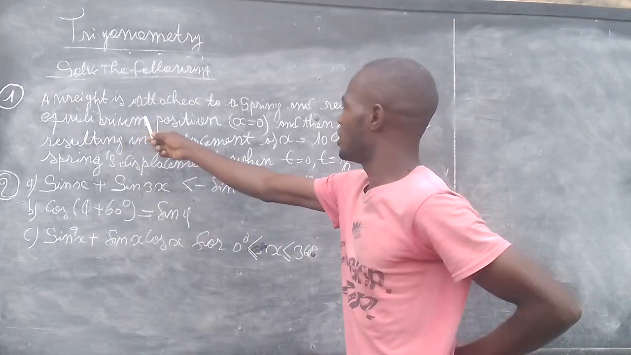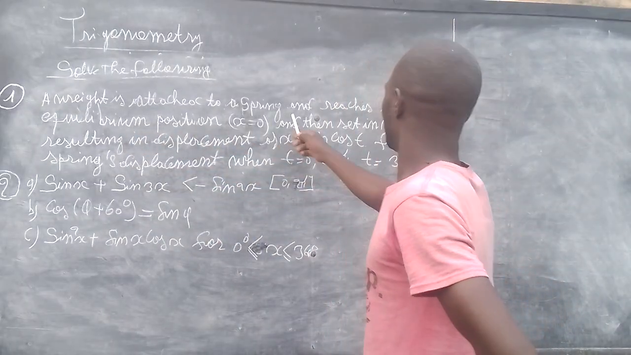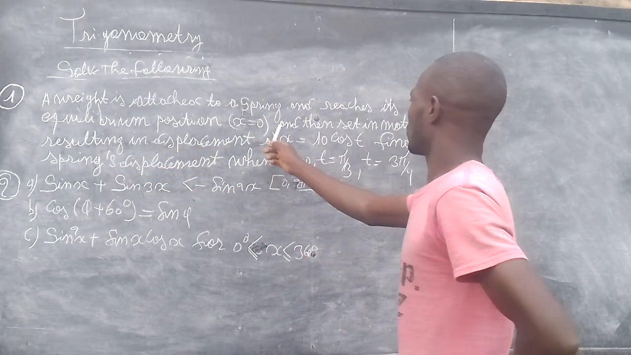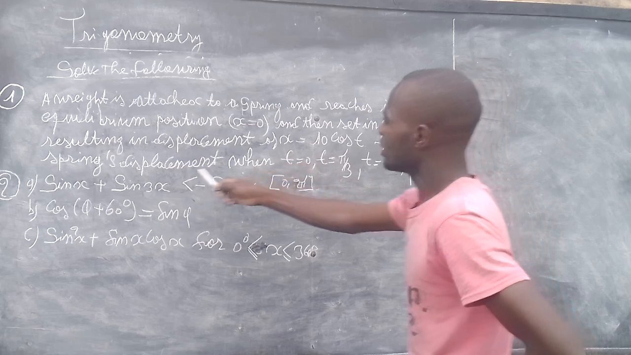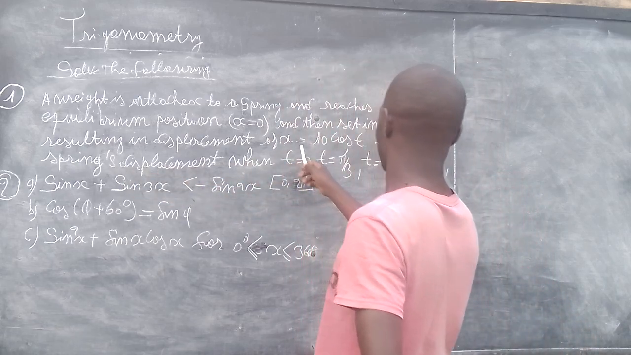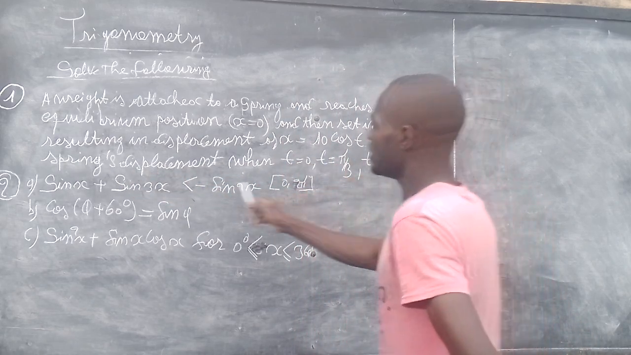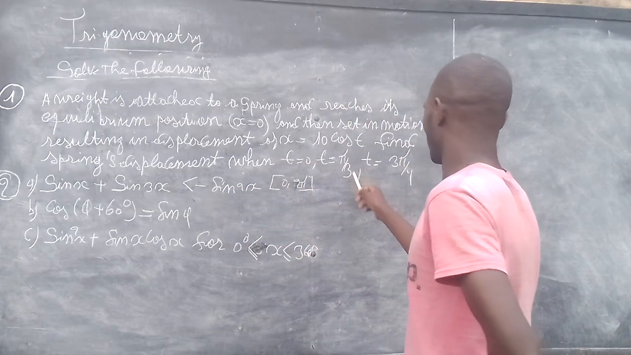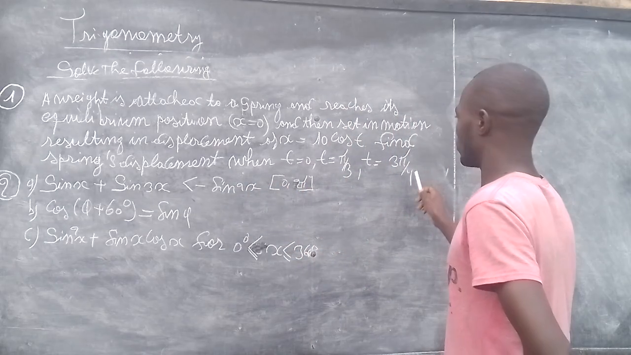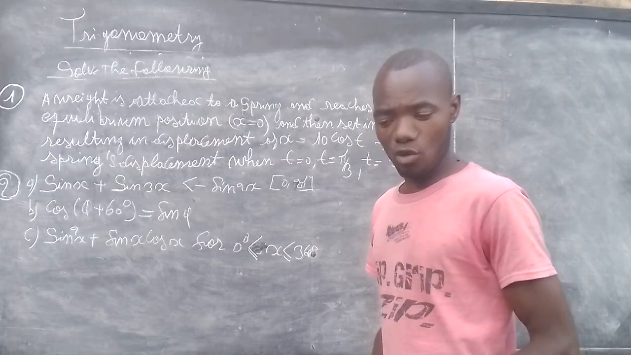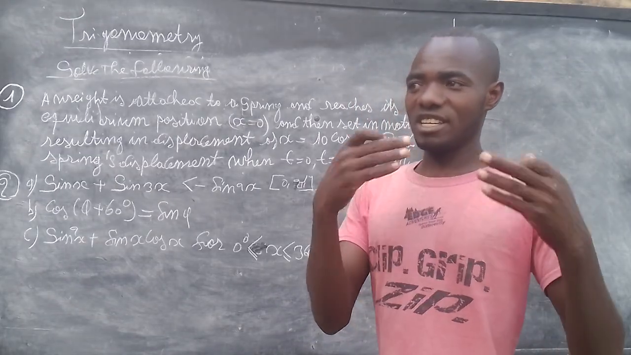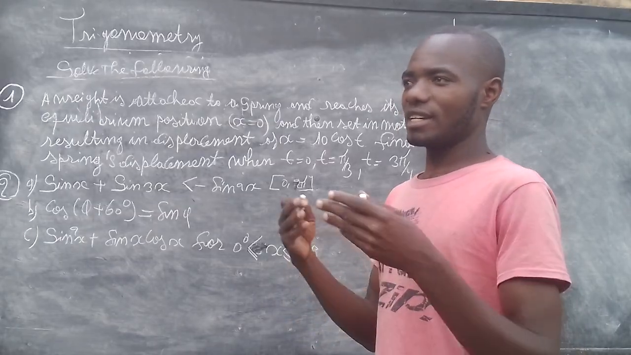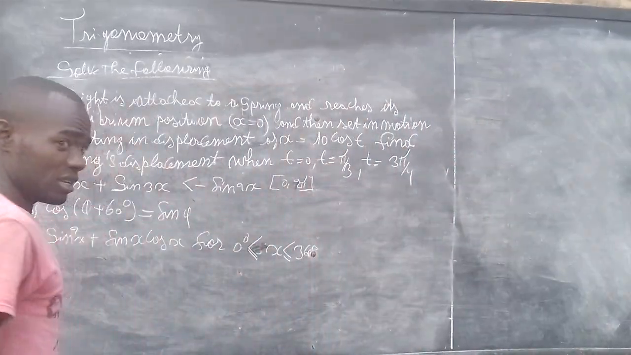We have a weight which is attached to a spring and reaches its equilibrium position where x equals 0, and then is set in motion, resulting in a displacement of x equals 10 cos t. Find the spring's displacement when t equals 0, when t equals pi over 3, and when t equals 3 pi over 4. So let's use a circle in order to make it easier to understand and make it clearer.